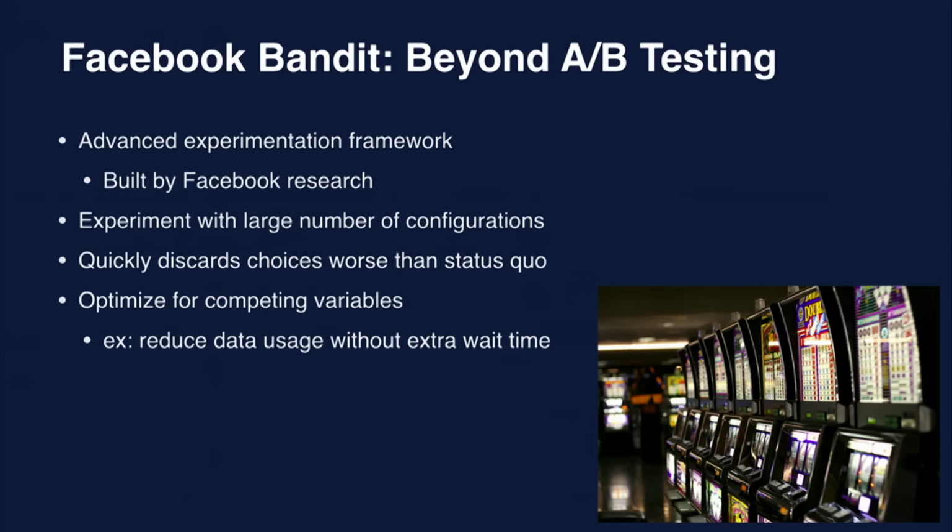What it allows you to do is to experiment with a large number of configurations. And it very quickly decides how to narrow down to just the configurations which are likely to produce the best results. It also very quickly decides how to throw out configurations which are producing results worse than the status quo, which is important because you don't want to have experiments out there which actually degrade user experience. So that system helps us to get there quickly.